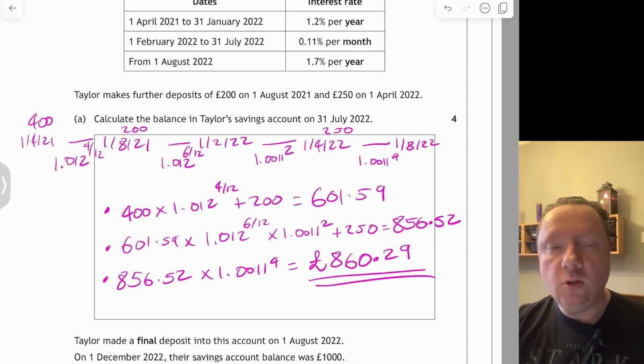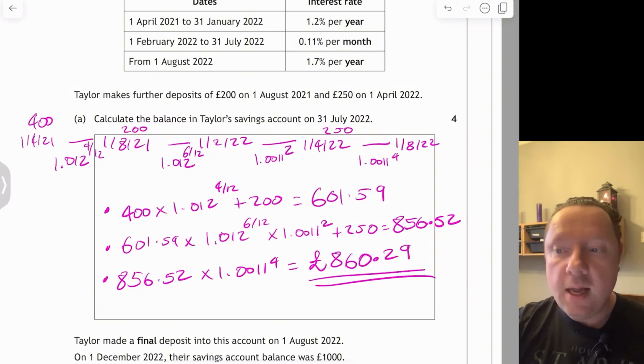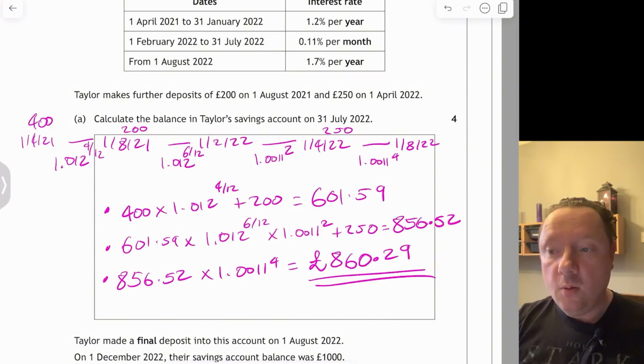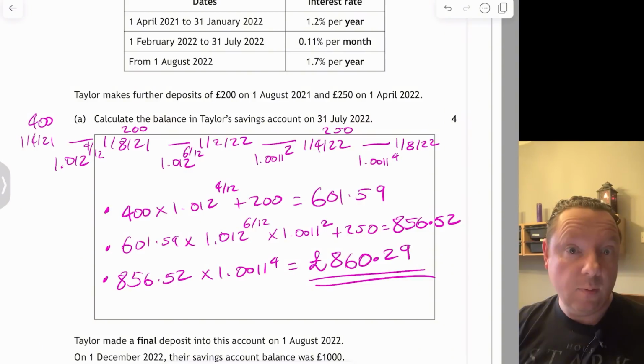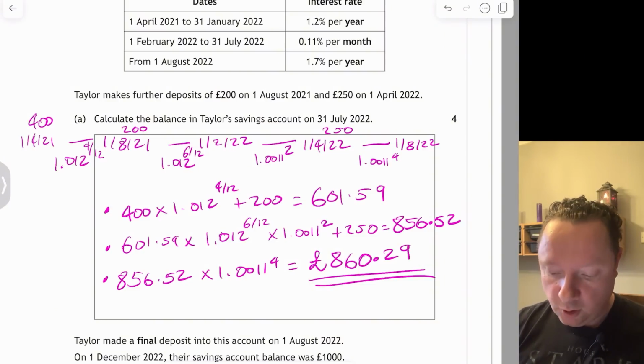Just note, there were 2 methods to this, and if you use the alternative method, which is in the mark scheme as well, for method 1, you will get 860.30. It's just to do with where the rounding takes place. You're rounding as you go with this, so your chances are going to be a little bit low, but that's fine. 860.30 with method 1, or using this method, which is what I prefer, 860.29.